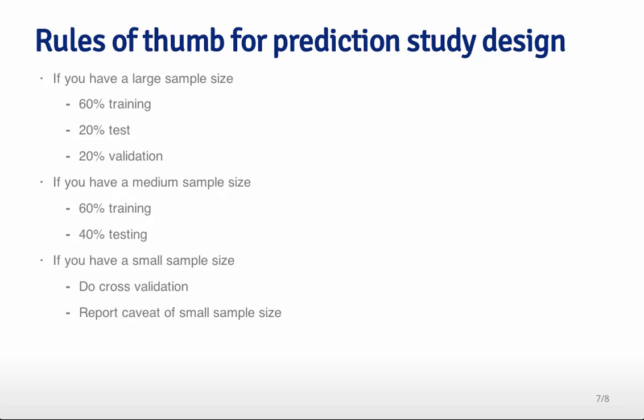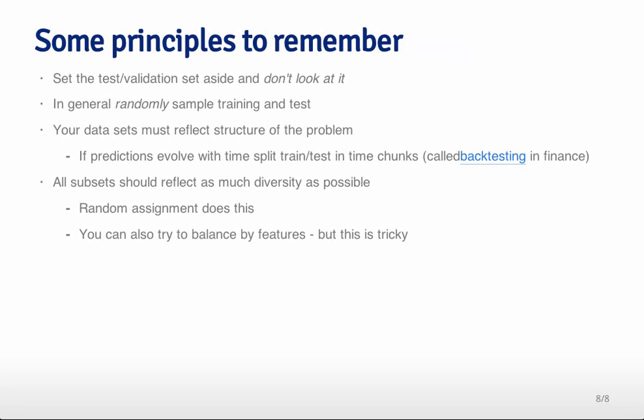Finally, if you have a very small sample size, first of all, you might reconsider whether you have enough samples to be able to build a prediction algorithm in the first place. But suppose you're dead set on building a prediction or machine learning algorithm, then the idea might be to do cross-validation and report the caveat of the small sample size and the fact that you never got to predict this in an out-of-sample or a testing data set. So some principles to remember are the test set or the validation set should be set aside and never looked at when building your model. In other words, you need to have one data set which you apply only one model to only one time, and that data set should be completely independent of anything you use to build the prediction model.